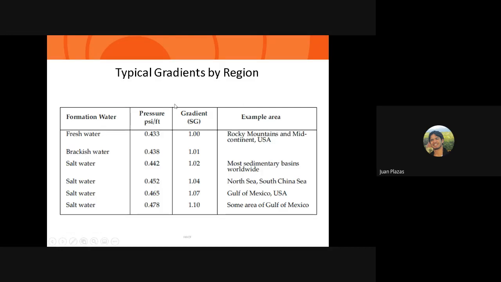What is normal in some areas? We have different areas and different formation pore pressure gradients. We have Gulf of Mexico 0.465, that's the number used by IWCF, and we have some areas in the United States 0.433, China 0.452. Different areas. So, my friends, it's important you use what is normal for that geographic area and what is normal for you.